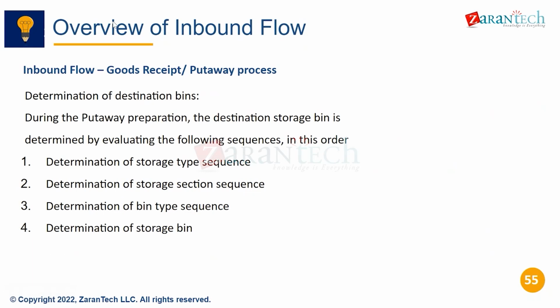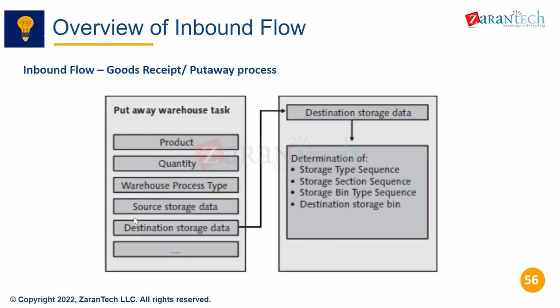This is something we have seen: search sequence, storage type, bin determination, storage bin. This is the goods receipt process as I explained earlier. This is how the product, quantity, WPT, source data and destination data determination will happen. Based on this, your search sequence or putaway strategy will be applied. You can see storage type, search sequence, section, storage bin, and the destination storage bin.